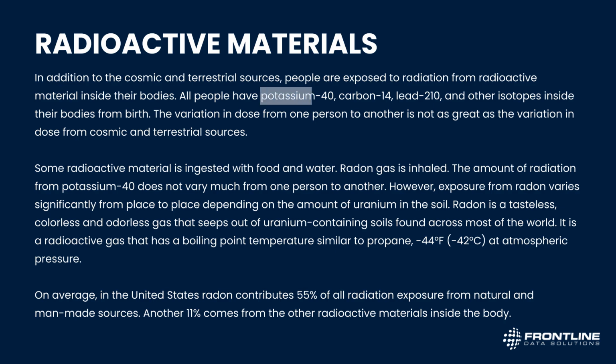including isotopes like potassium-40 and carbon-14. Some of this exposure comes from food and water, while other sources, like radon, are inhaled. While internal exposure levels are relatively consistent for some isotopes, others, like radon, can vary significantly depending on where a person lives. In fact, radon alone accounts for a large portion of overall radiation exposure in the United States.